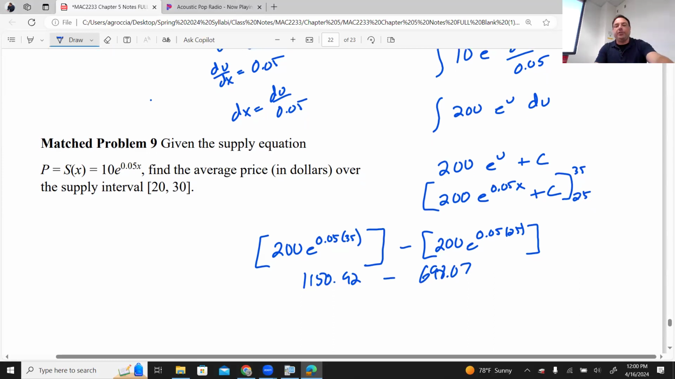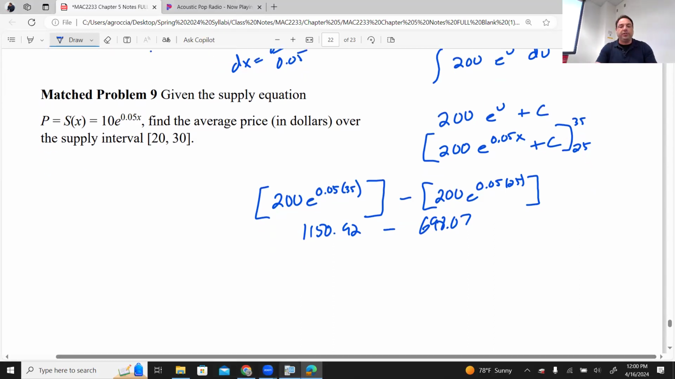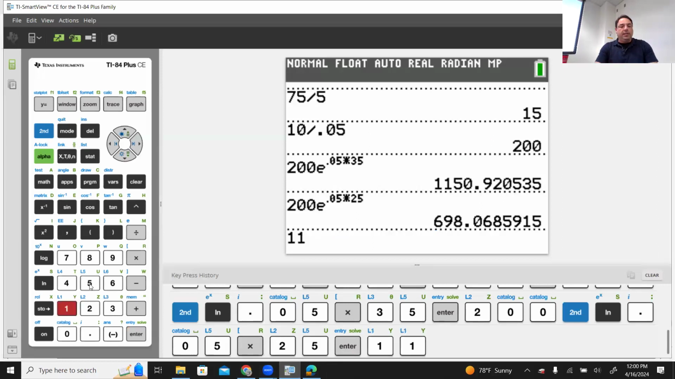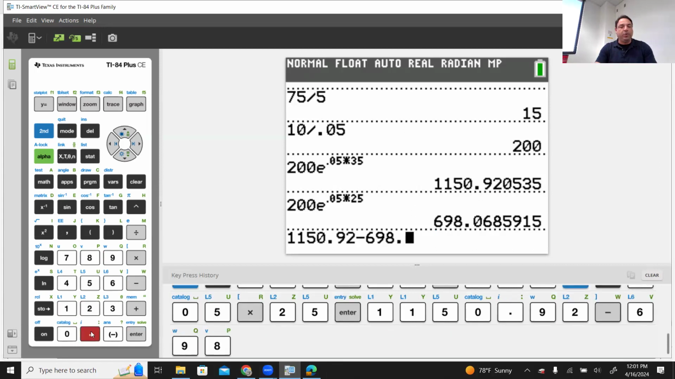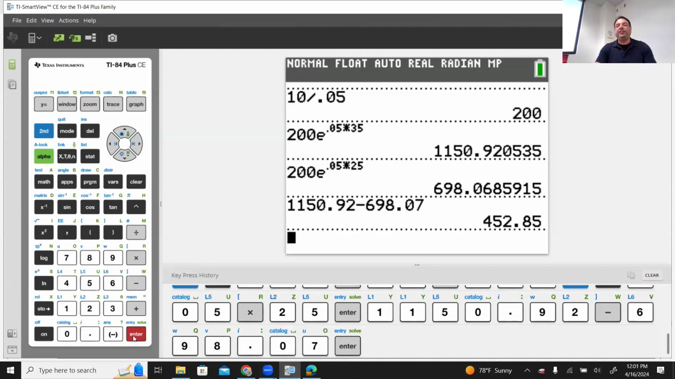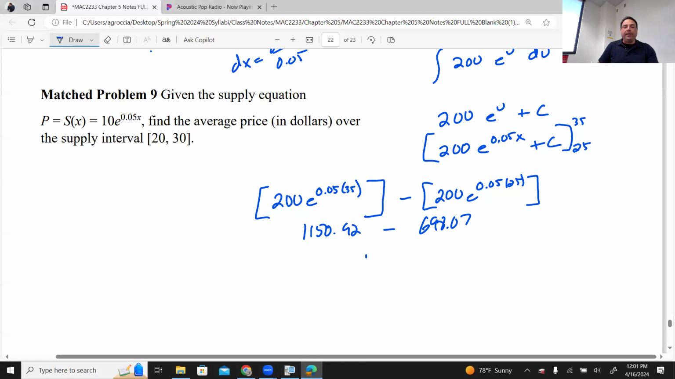And I'm going to subtract those two numbers. 1150.92 minus 698.07. Hit enter, and we get 452.85. Now, if I had stopped there, that would be a great answer if I was looking for total price. So if I was looking for total price, that would be the final answer and we'd be done.